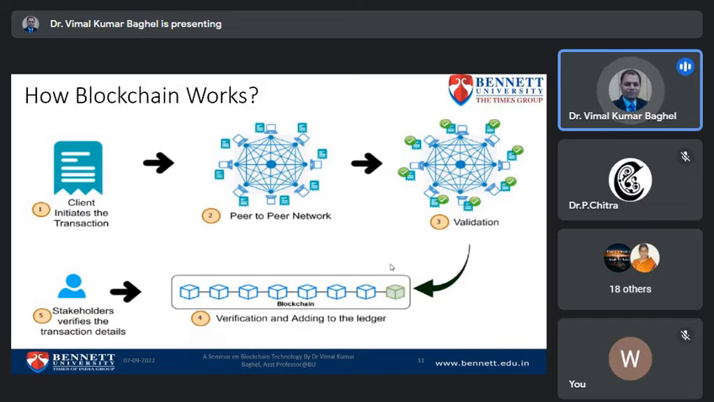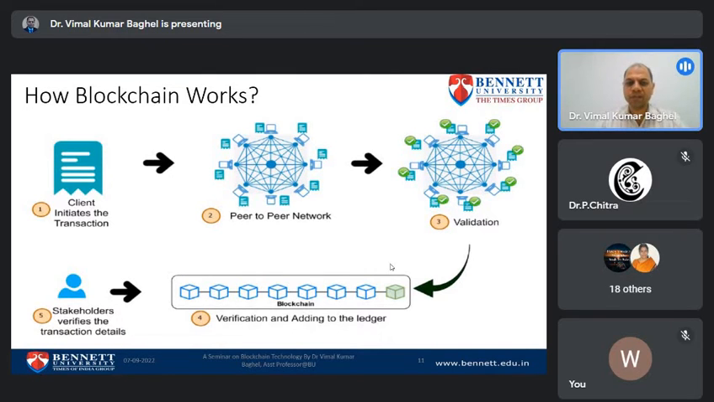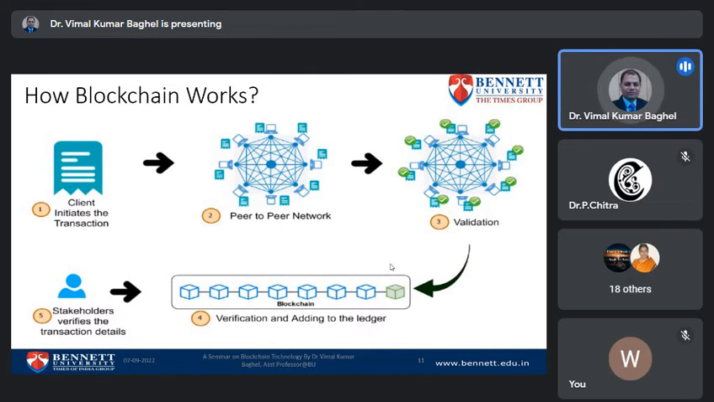Now, how does the blockchain work? We have different steps in the working of the blockchain. For example, a client who is part of the blockchain wants to do some transaction. The client initiates the transaction, and then the transaction is given to all the peers over the blockchain for validation. Whoever is part of that peer-to-peer network will receive that transaction, and then all those nodes will validate it, and after the validation there will be a verification, and that block will be added.